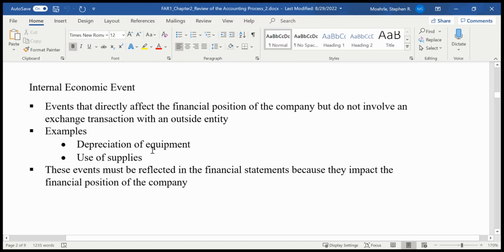Internal economic events are events that directly affect the financial position of the company, but do not involve an exchange transaction with an outside entity. Some examples of internal economic events include depreciation of equipment and the use of supplies that we bought earlier. These events must also be reflected in the financial statements because they impact the financial position of the company, even though they did not involve at this time an exchange transaction with an outside entity.